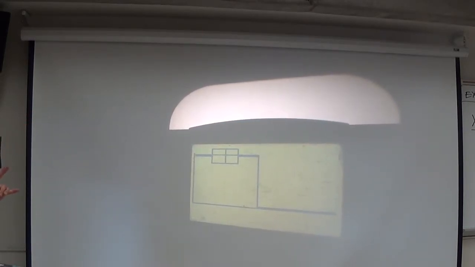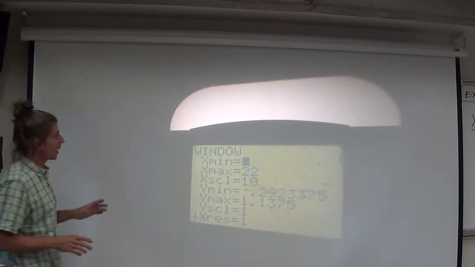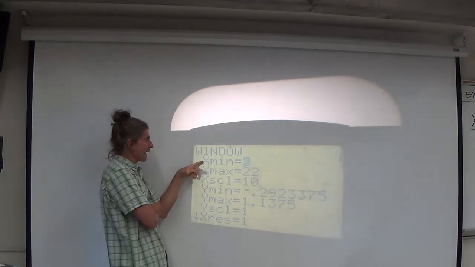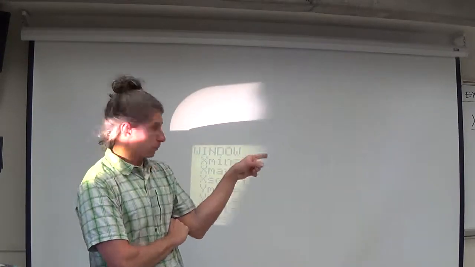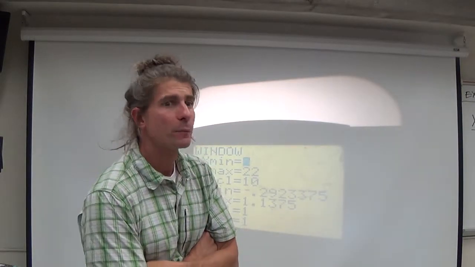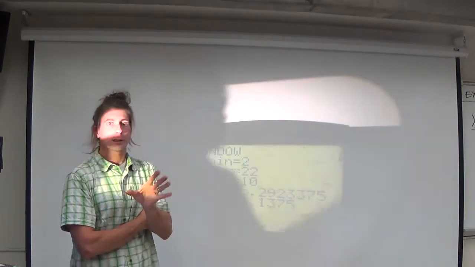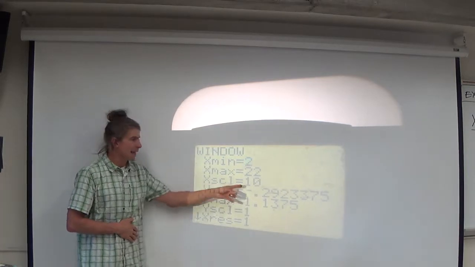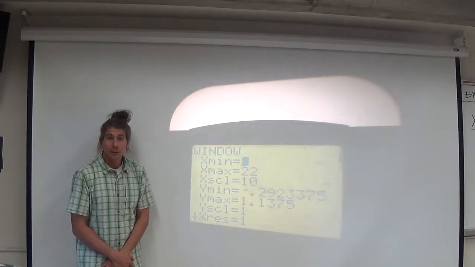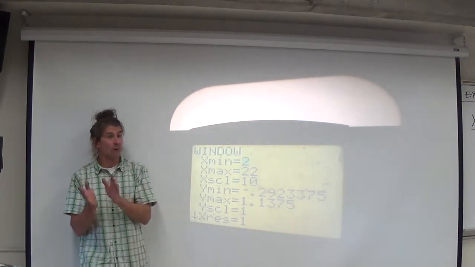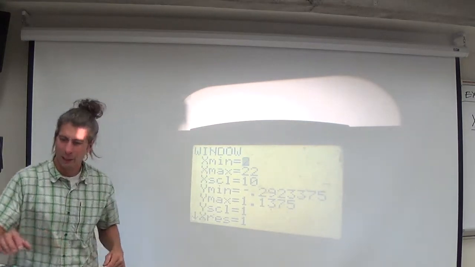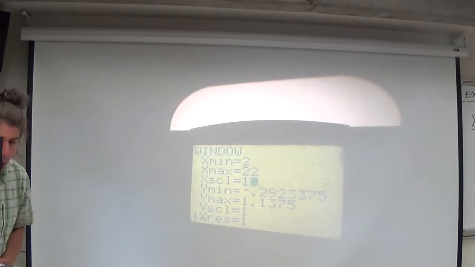What I want is to go to the window and look at what it did. Now, look at what it's decided. It decided the x min is 2 and the x max is 22. What is x in our data here? The number of pips. So why is it scaling the x scale at 10? I don't know. Let's make it be 1, because ours go 2, 3, 4, 5. The difference is 1, yes? Let's make that be 1.